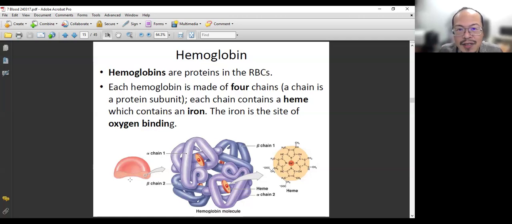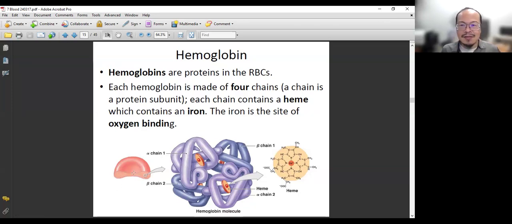Location and function. Where is hemoglobin? It's not in the plasma, okay? Red blood cells have hemoglobin, but hemoglobin is not in the fluid. It's not in the extracellular fluid. It's inside of the cell.